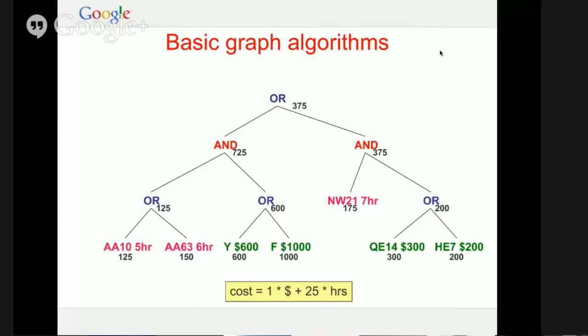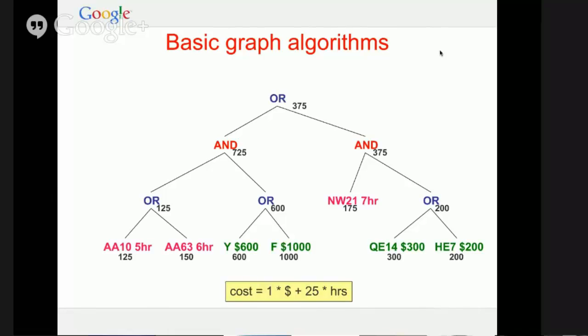So for an OR clause, you end up propagating the smaller of the two values. So between AA10 and AA63, the smaller of the two values is 125. Between $600 and $1,000 fare, the smaller is 600. Between the QE14 and the HE7 fares, the smaller is HE7 with 200, so you propagate 200. Now, you take the AND clause. For the AND clause, you pretty much add the two costs.